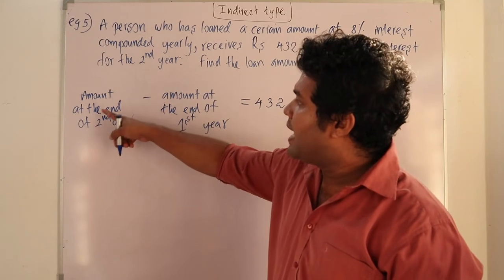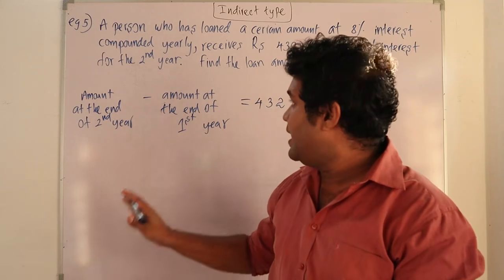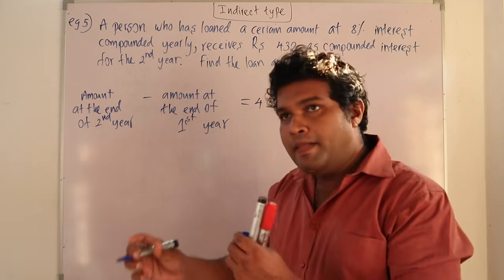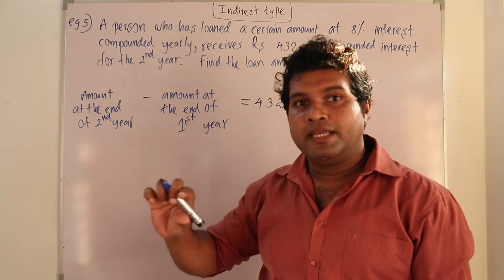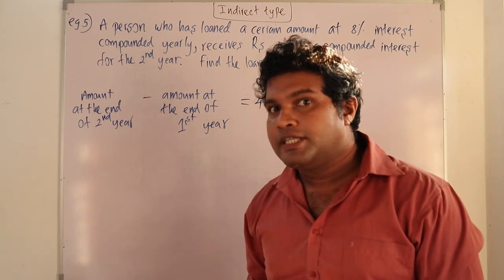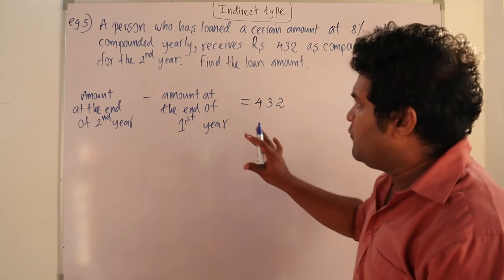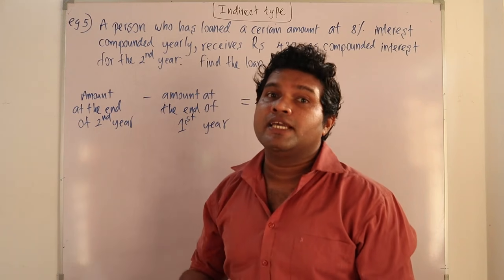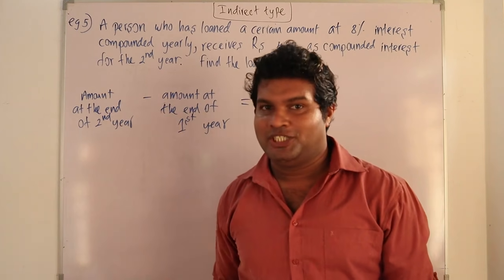Right? When you subtract the amount at the end of the first year from the amount at the end of the second year, the gap that comes should be the interest for the second year. You suppose that, right? If you are unable to understand this, you have to recheck the second question.